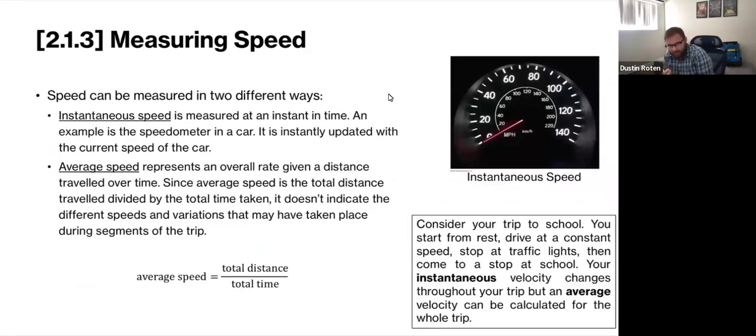But when we measure speed, we can actually measure this in two different ways. We have an instantaneous speed, which is whatever this particle or object is doing at any instant in time. If we know the speed at that instant, that's the instantaneous speed. You can think about this as like a speedometer in your car that tells you precisely how fast you're going at any given moment. The other way we can talk about speed is an average speed. This represents an overall rate given a distance traveled over time.